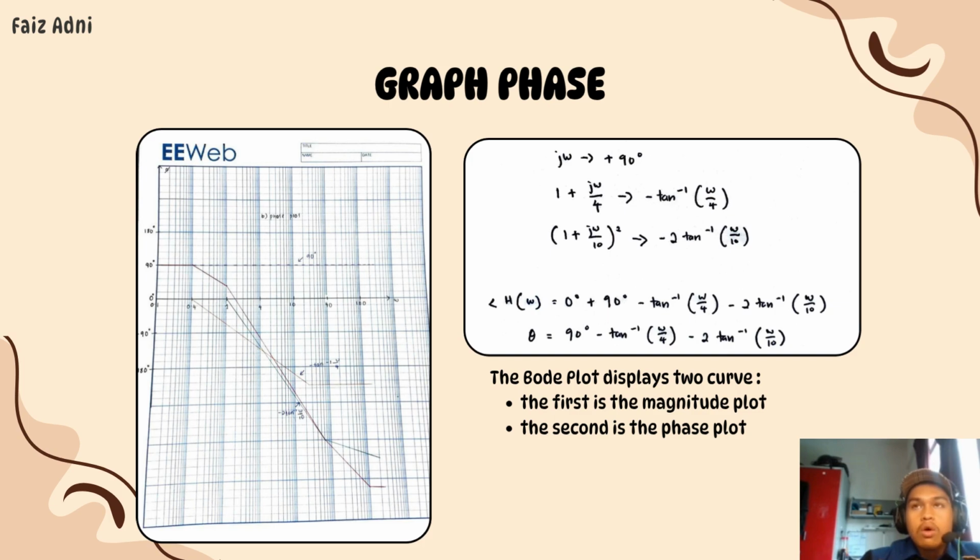Even though it may look complex, we just need to remember that each component of the transfer function adds or subtracts a specific phase, and the phase plot shows the overall effect. In summary, the phase plot in a Bode diagram helps us understand how the phase of a system changes with frequency. This is very important in electrical engineering, especially for analyzing system stability and control.